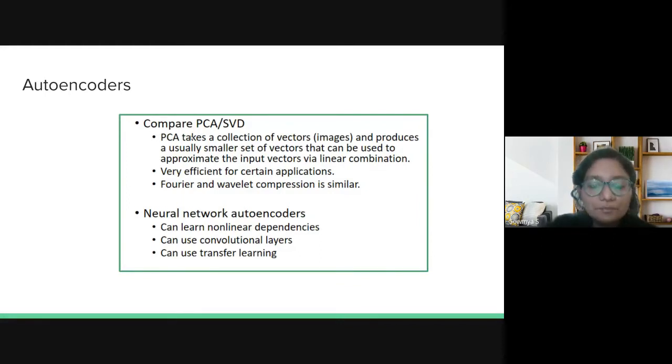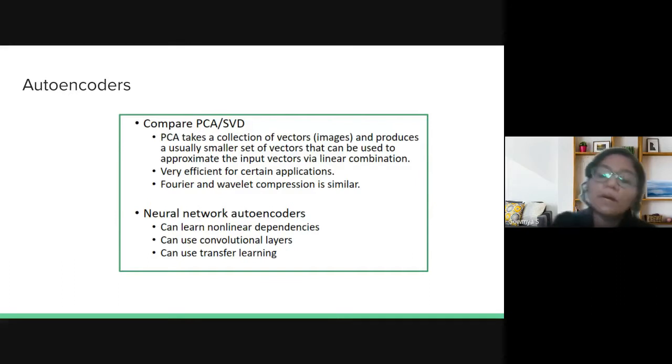So PCA or the principal component analysis, the idea is that you take a collection of vectors and produce a small set of vectors that can be used via linear combination. We saw how eigenvector analysis is used to do that, and it's very efficient for certain applications. For example, it is the bedrock of MP3 compression, which is why we have the Fourier and the wavelet compression.